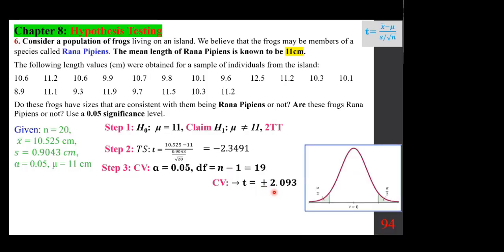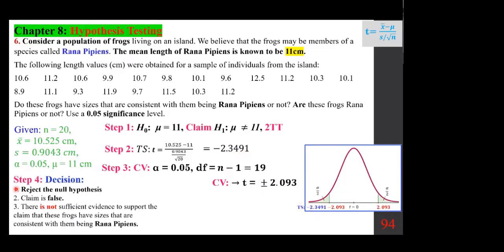So as we look at the graph, we notice that the test statistic of negative 2.3491 is in the left tail. Therefore, it's way into the rejection region, and we are going to reject the null hypothesis. So stick with the first part, rejecting the null hypothesis.